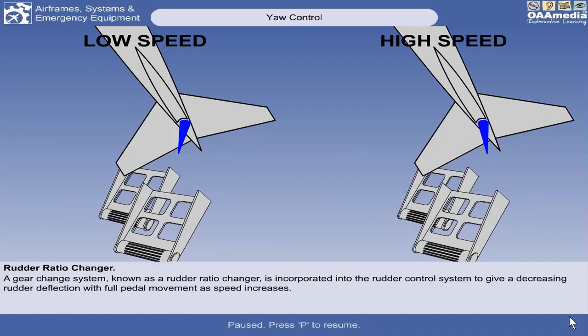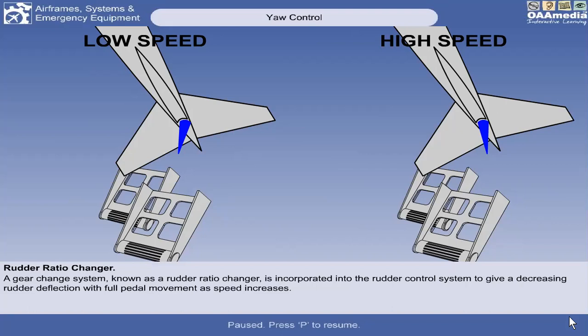Okay, so as aircraft speed increases, there is a gear change system happening in our rudder pedals. We have what we call the rudder ratio changer. It is incorporated in our rudder control system, wherein it decreases the rudder deflection with full pedal movement.